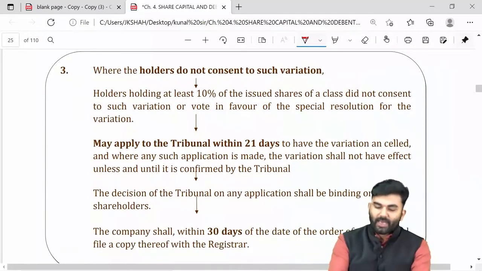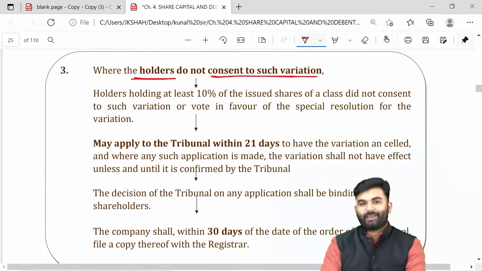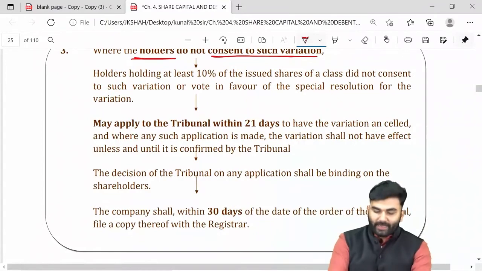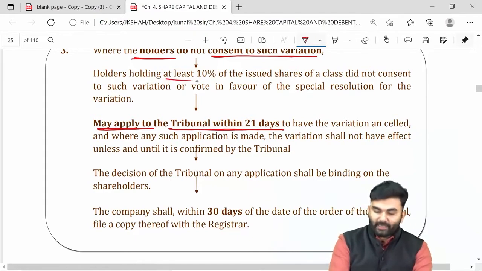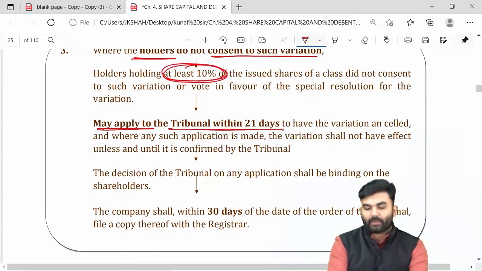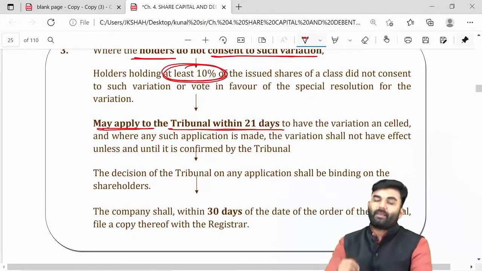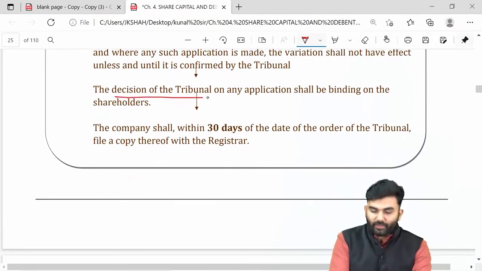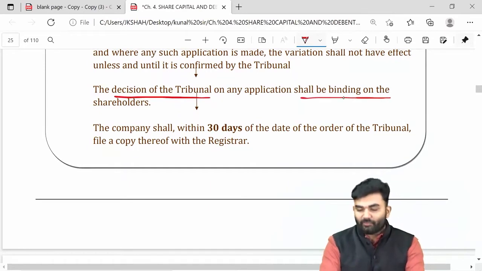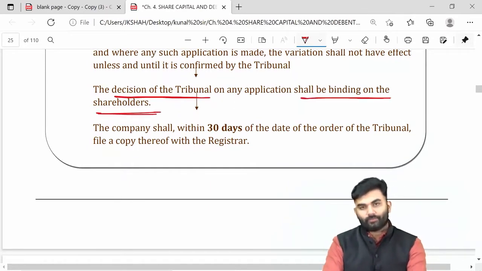However, if the shareholders of that particular class do not consent to such variation, then they can directly make an application to the tribunal within 21 days. However, it has to be at least 10% of that entire class who is not consenting and making a complaint to the tribunal. Whatever is the decision of the tribunal, that decision will be binding upon the shareholders.